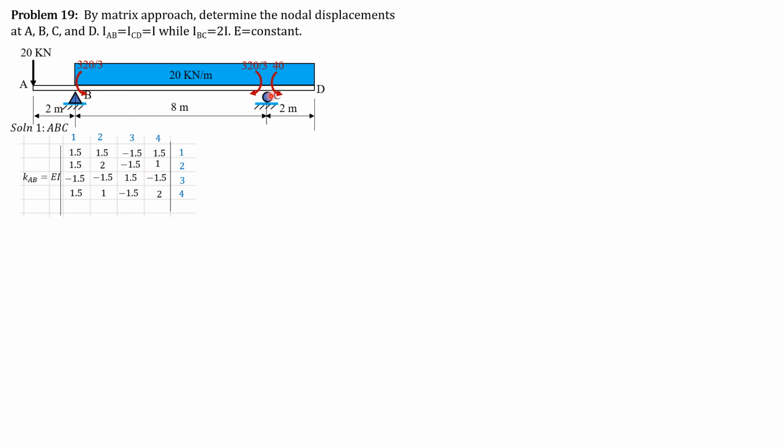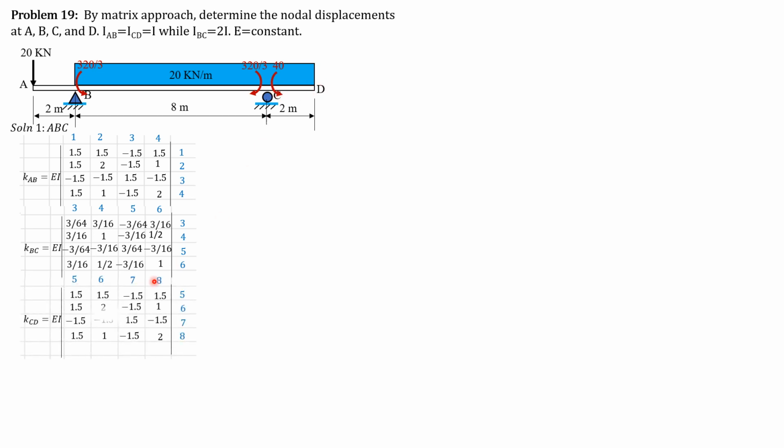Next, for BC, remember that the moment of inertia is 2, so 12 times 2 over 8 cubed. So for BC, these will be the stiffnesses, and it is marked 3, 4, 5, 6. Finally, later in our second solution, we have to consider CD, which is equal to AB, and the numbering only differs because this is 5, 6, 7, 8. So that would be later.